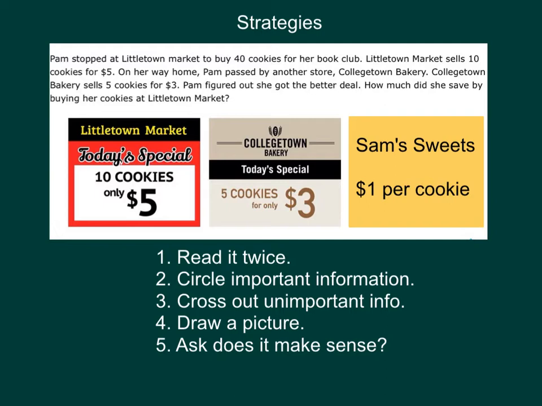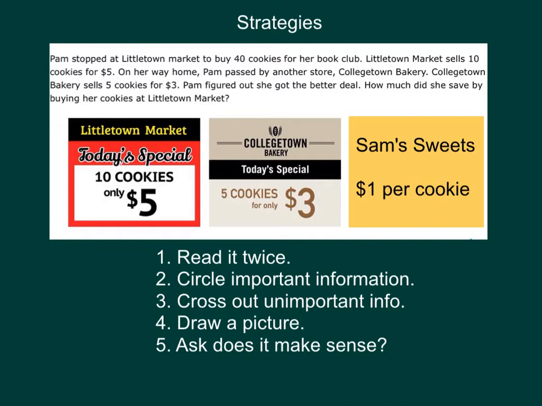So my word problem here says, Pam stopped at Littletown Market to buy 40 cookies for her book club. Littletown Market sells 10 cookies for $5. On her way home, Pam passed another store, Collegetown Bakery. Collegetown Bakery sells 5 cookies for $3. Pam figured out she got the better deal. How much did she save by buying her cookies at Littletown Market? So I would read that a second time. You can pause the video and reread it if you'd like to.